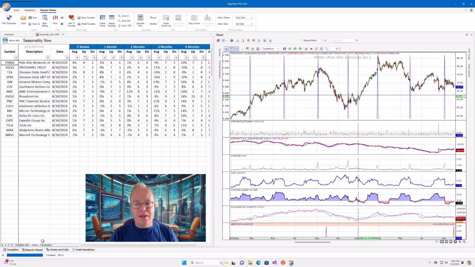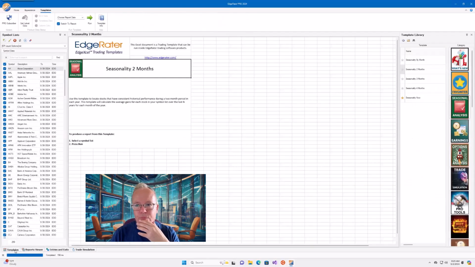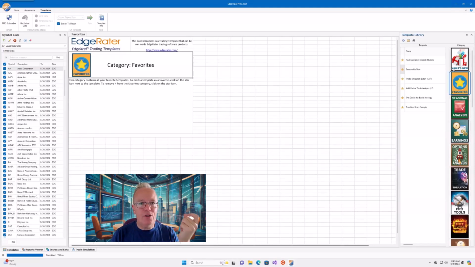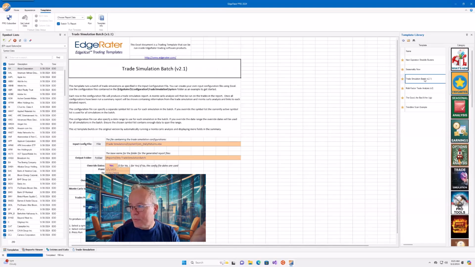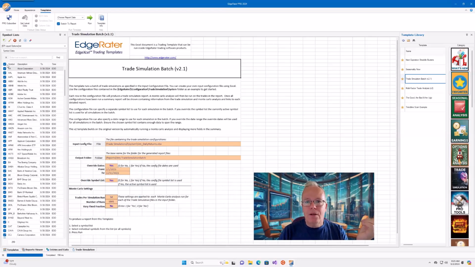So EdgeRater is very good at doing things with templates. And so the idea was, instead of manually putting that into entries and exits, what we'll do is just include a configuration for the template for trade simulation. So we have various configuration files for trade simulation. I just added one for seasonality. I'll show you how that works. So trade simulation batch. Again, I'll just run it for pattern W rather than all of these. It doesn't take long to run for all of them, but I just want to be very specific here.